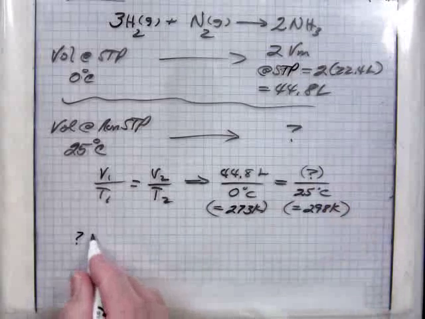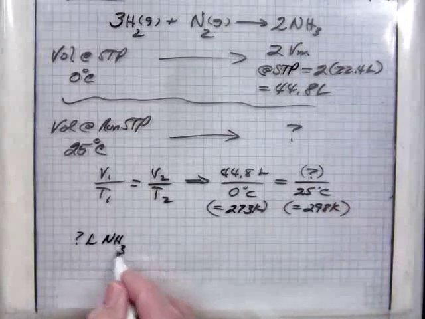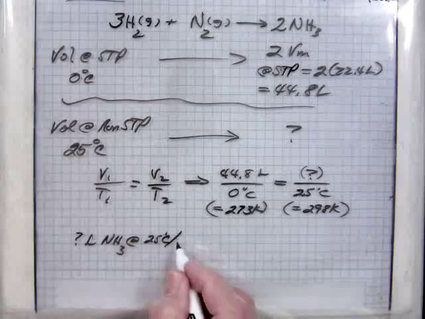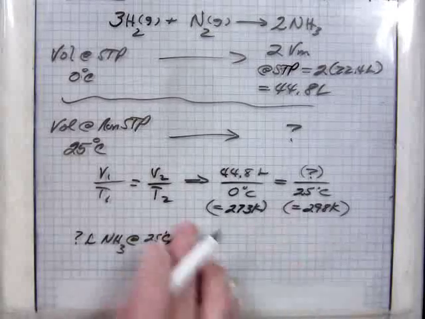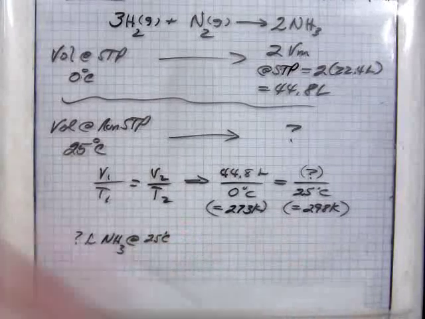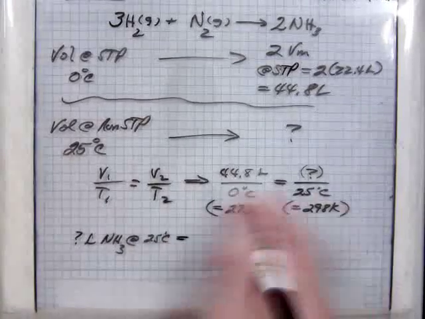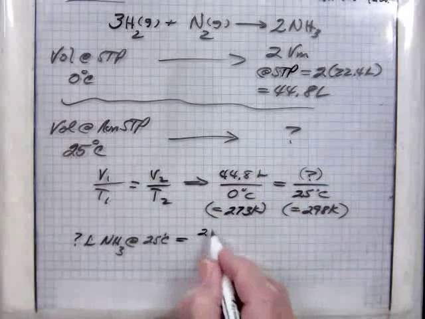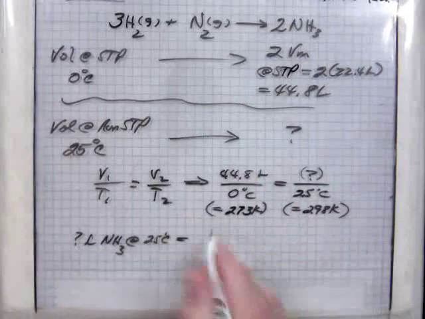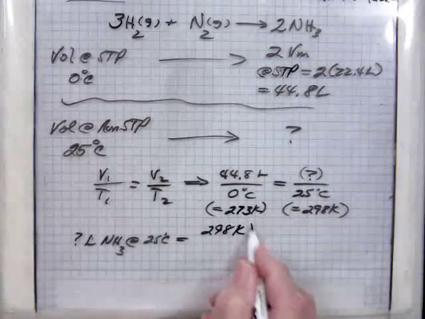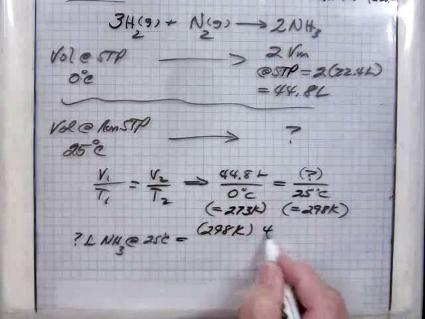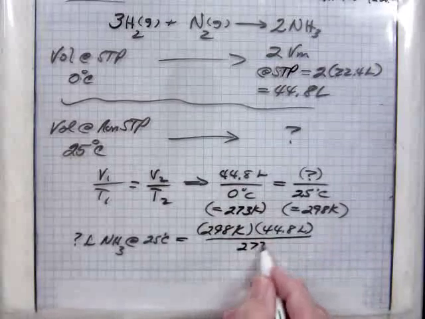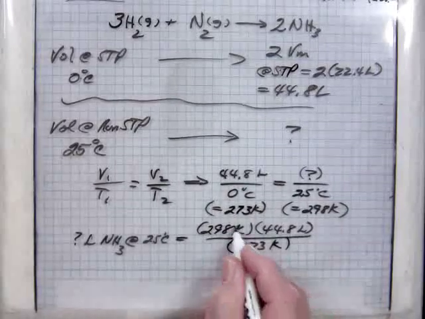So liters of ammonia at 25 degrees C, let's stop right there, is equal to solving this expression right here. So it'd be 298 Kelvin times 44.8 liters divided by 273 Kelvin. And so that drops out.